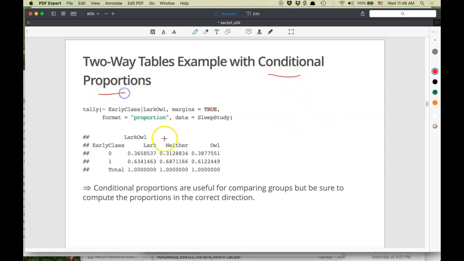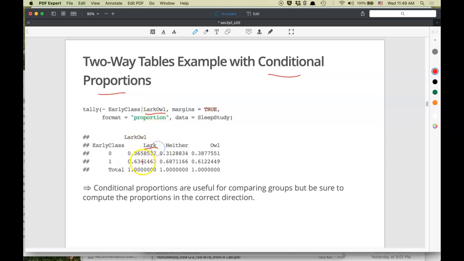And when I say proportions, you could also put percents in here instead of proportions. So you need to pay attention to which variable is coming after the vertical line. Notice this vertical line is typically right above the enter key on the right hand side. It's related to one of the slashes. I always forget if it's forward or backslash, but anyway, this is the vertical line, so you probably need to shift to get that. So we're looking at the proportions of early class within categories of lark owl.